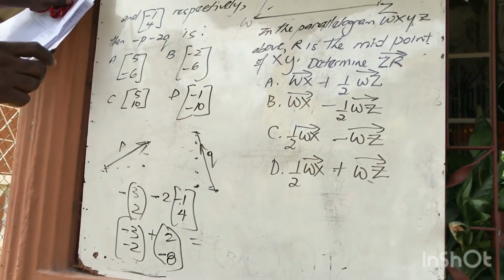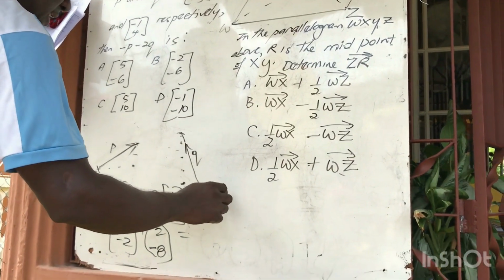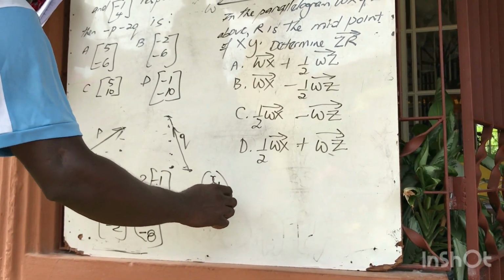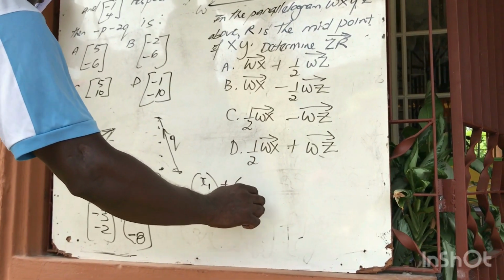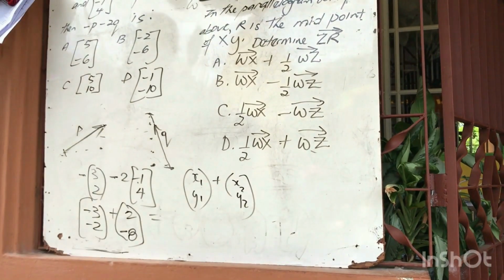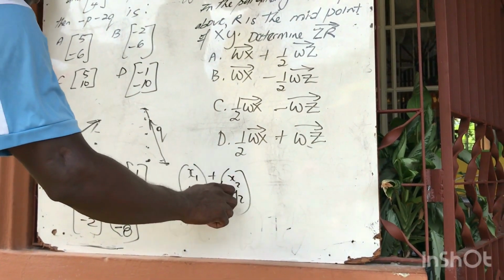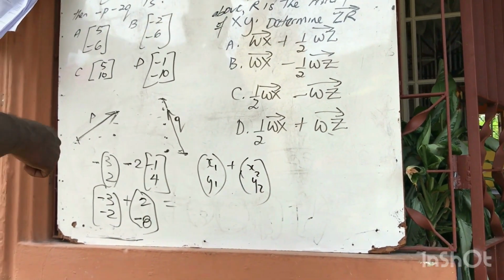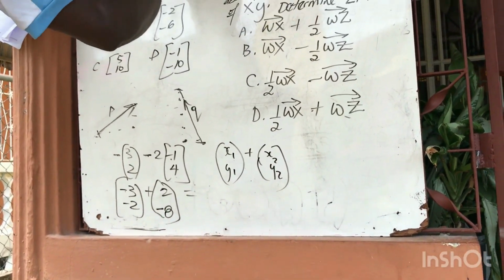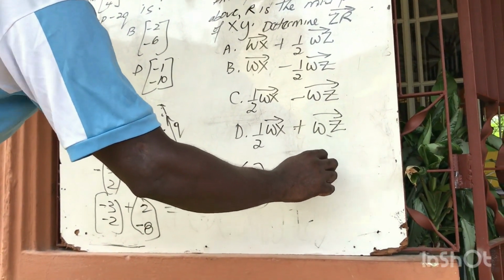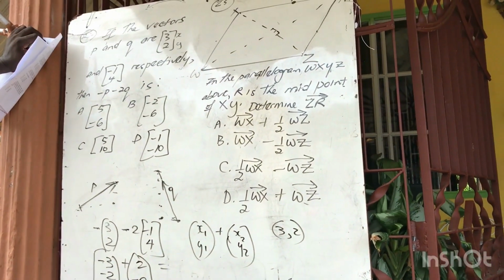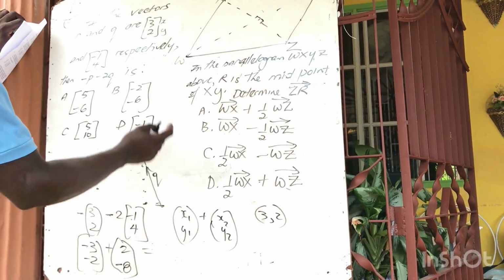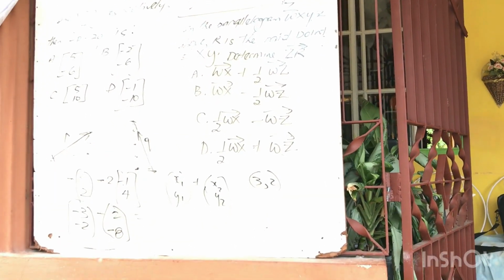Now, when we are adding two vectors, (x1, y1) plus, say, (x2, y2), vectors are always written in column form, while coordinates are written in horizontal form. So if you have the point (3, 2), then that point is written as (3, 2) in horizontal fashion. But if it is a vector, it must be written in column form.